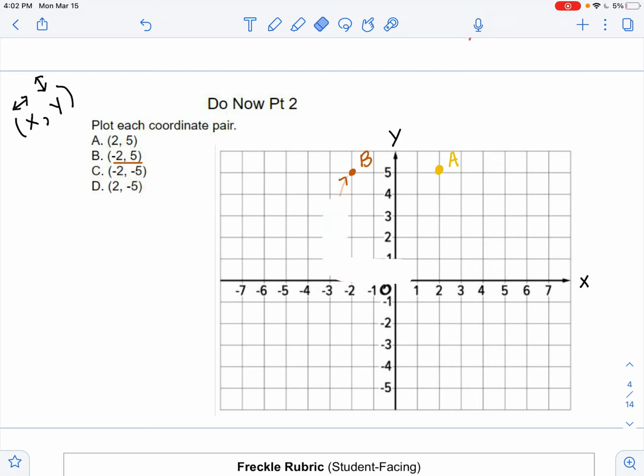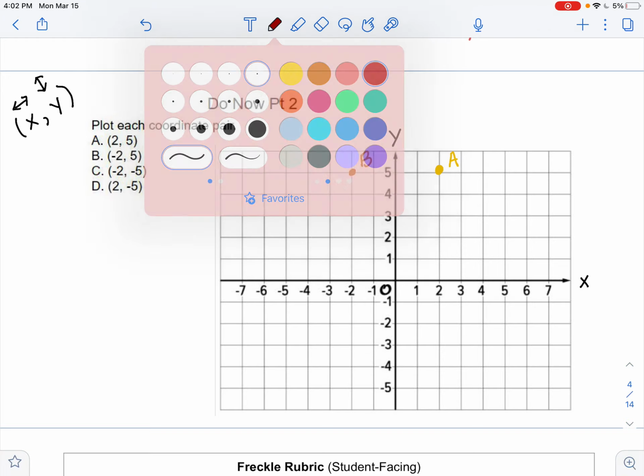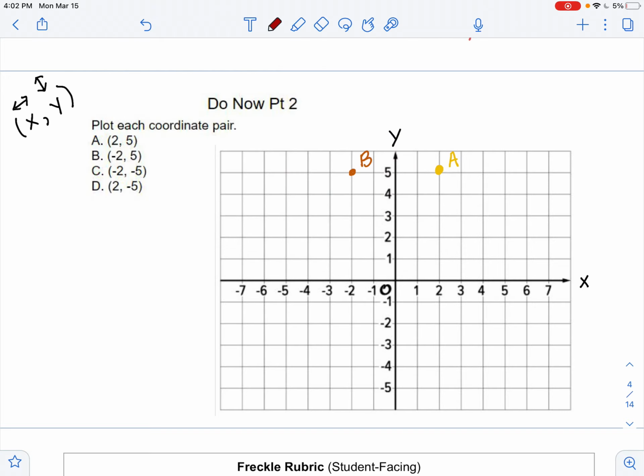Point C will follow the same process, and notice that I'm erasing the extra lines in between each point just to keep things neat. I've got -2, -5, so I'm going to go over -2, because again, the first number tells me how far side to side, and then I'll go down to the -5. So I line up with the -5. Got point C.